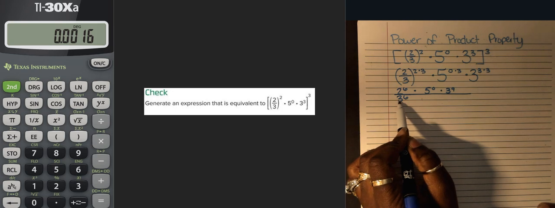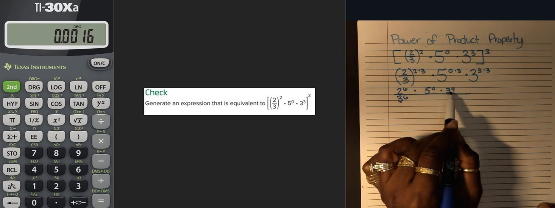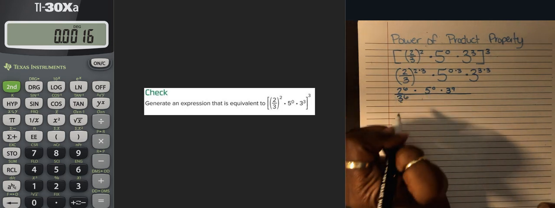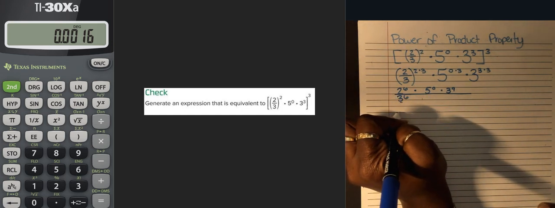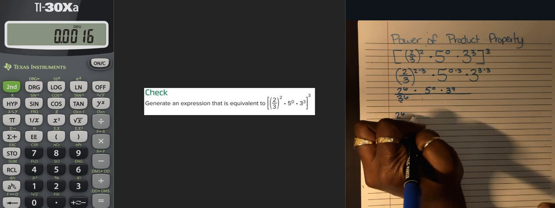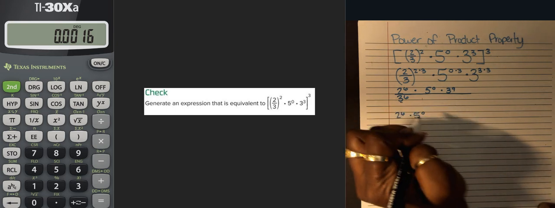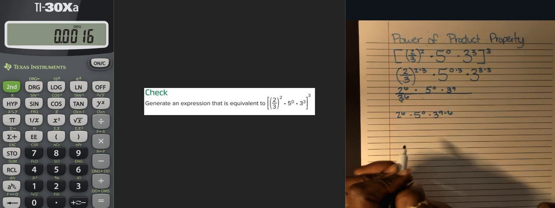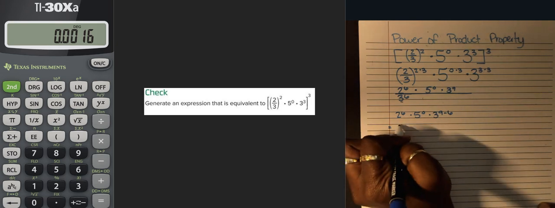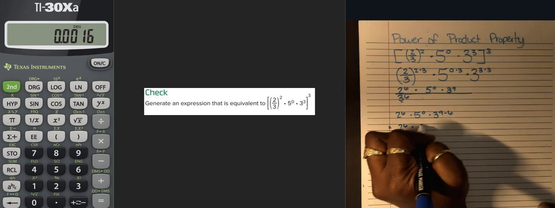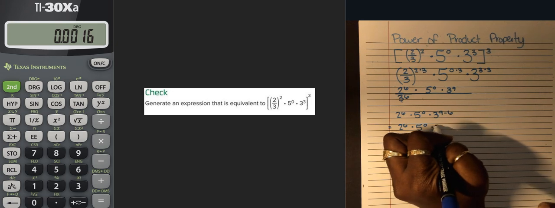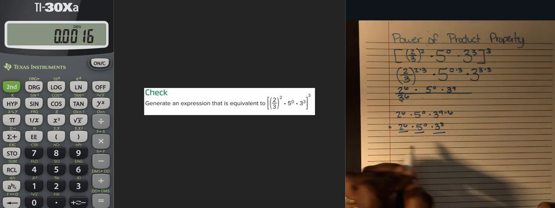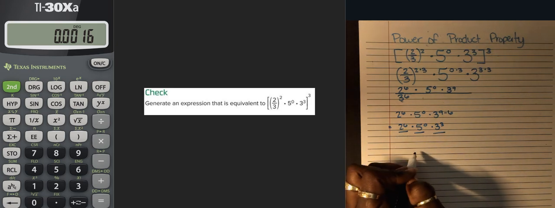But I noticed that we have a base of 3 and a base of 3 here. So we can use what we know about our quotients and simplify it even more. So 2 to the power of 6 times 5 to the power of 0 times 3 to the power of 9 minus 6. And that will equal 2 to the power of 6, 5 to the power of 0, 3 to the power of 3. So this is a simplified, or an equivalent, expression of what they have asked us here.